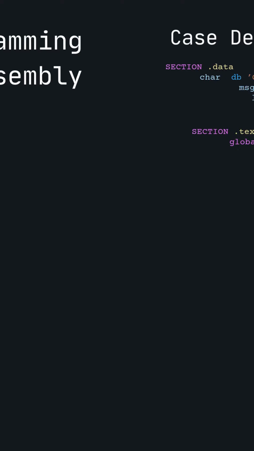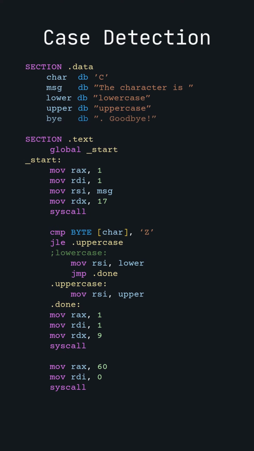Let's modify our previous code to say goodbye to the user at the end. First, we'll add the goodbye string to the data section and use the write syscall to print it to the console. But as you can see, there's a problem. Our code no longer fits on the screen.